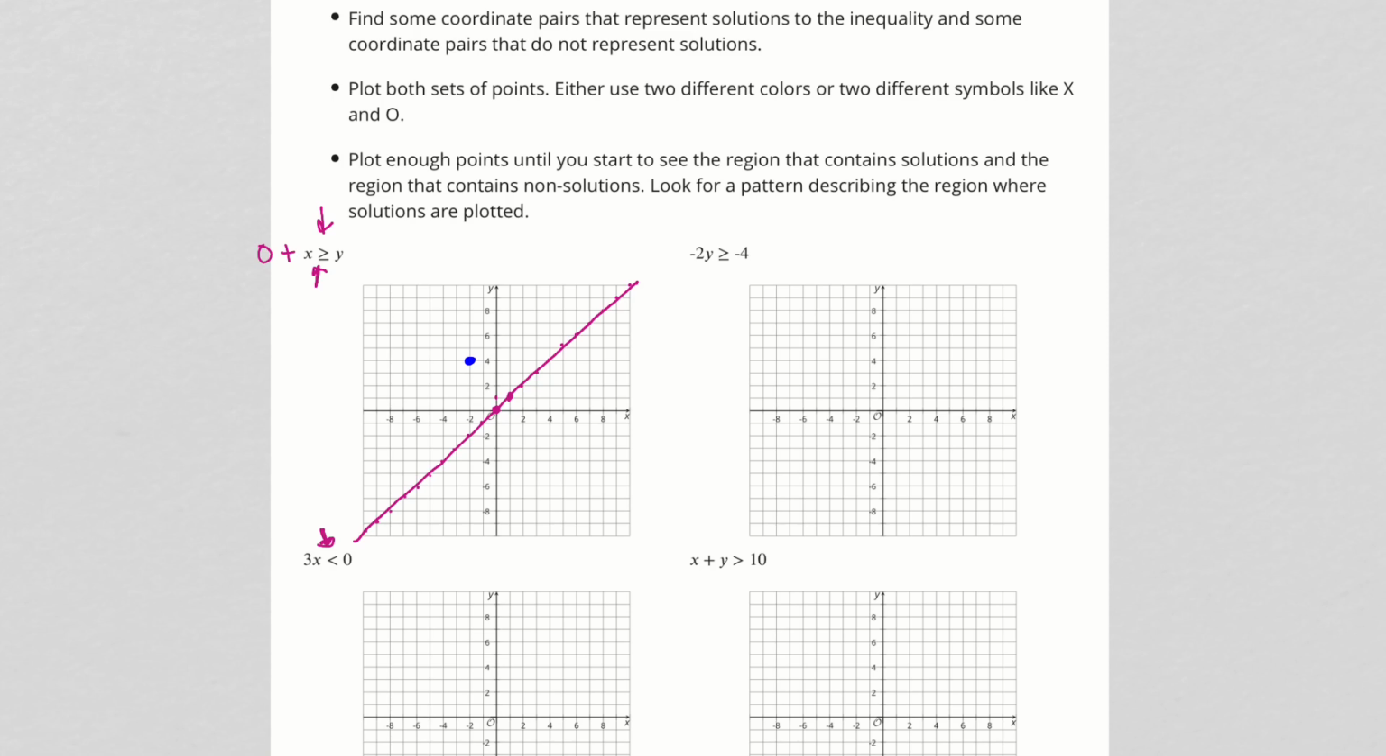If we plug in 4, negative 2, we have negative 2 is greater than or equal to 4. That is false, so I know that one does not work. I don't want to use the same point, so let's do 2, negative 2. So I'm going to put in a 2 greater than or equal to 2. That is true. So, true, false.